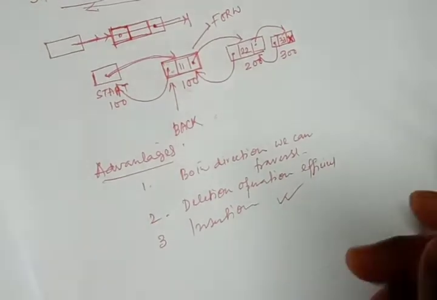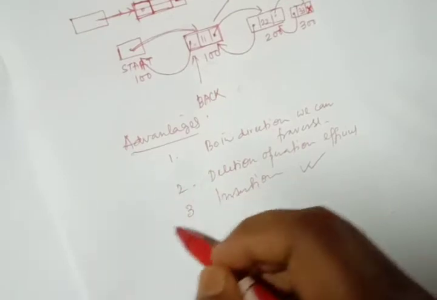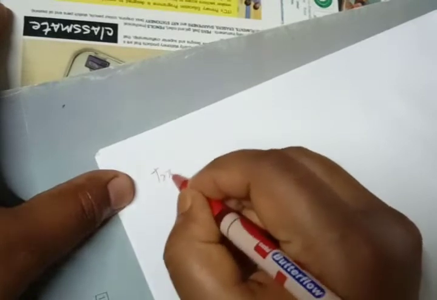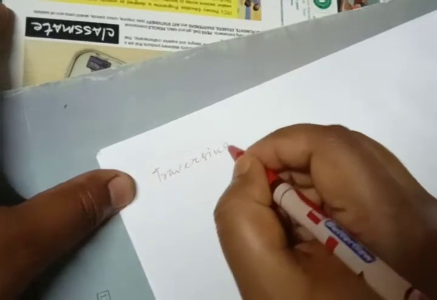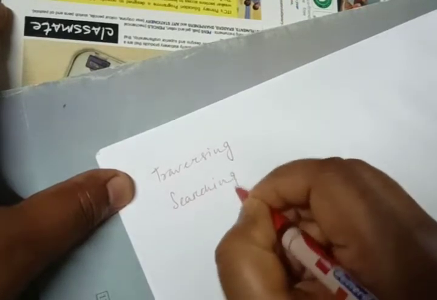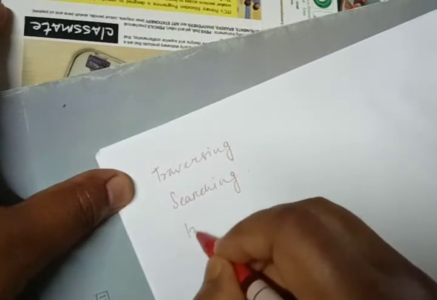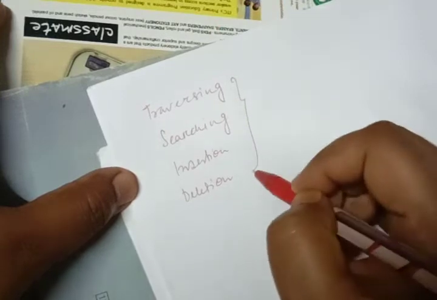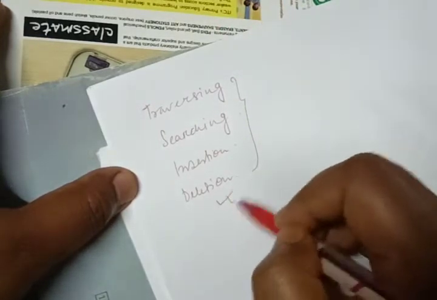Like a one-way list, what are the operations we can do in a two-way list? We can do operations like traversing. Also we can perform the searching operation, also the insertion operation and the deletion operation. So these are the operations that we can perform in a two-way list like a one-way list.